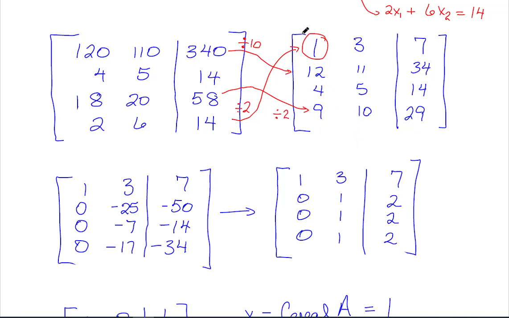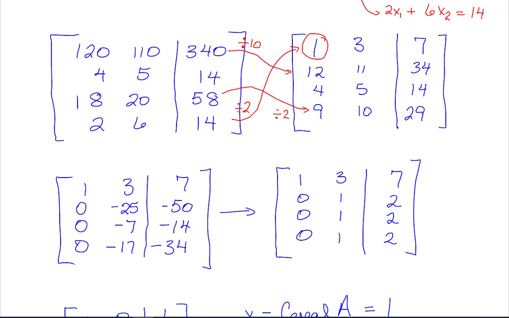Doing that, I then use this 1 to make a 0 underneath it by multiplying by minus 12, minus 4, minus 9, and adding. Alright, at that point I saw I can take each of these rows and divide by minus 25, minus 7, and minus 17, and I get all the same rows.